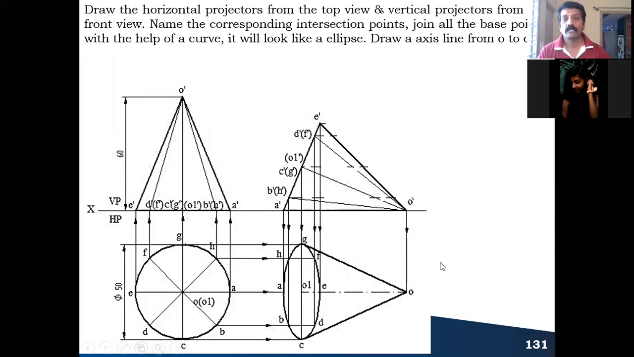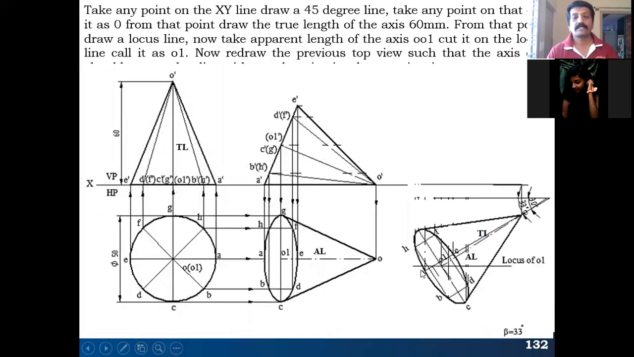Coming to the last position, since he has given the true inclination itself, how much he has given, 45 degrees he has given. So in any direction, either this direction or this direction, take a 45-degree line, and you take the point O, you can take the apex point. From there you take the true length of your axis. From there you cut that 45-degree line. Wherever it cuts, you draw the horizontal line. That is nothing but your locus line you are drawing.